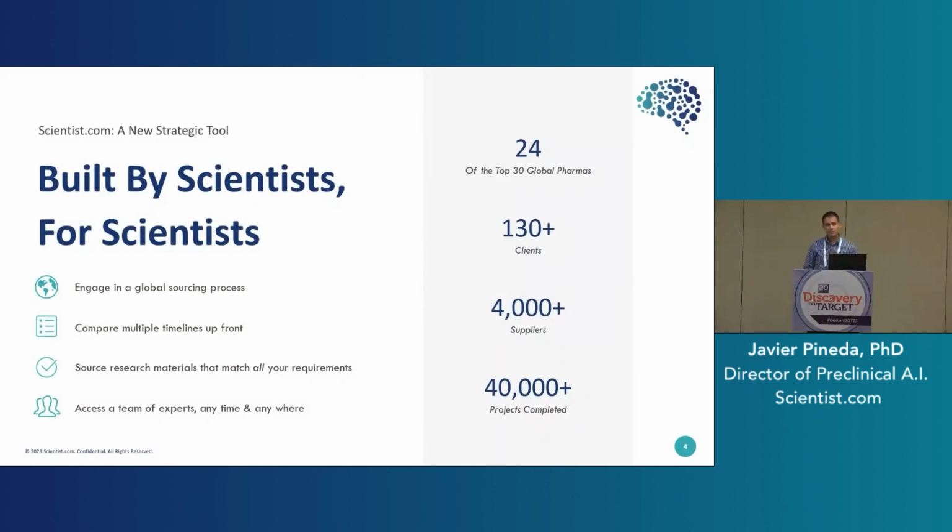So you can think of scientist.com as a resource for removing any obstacles that stand between you and getting your work done. We work on both sides of the aisle with respect to translational research. So we work with most of the top global pharma, a myriad of biotechs, startups. And on the other side, we have well over 4,000 suppliers in our extended network that we're generally in contact with fairly regularly.